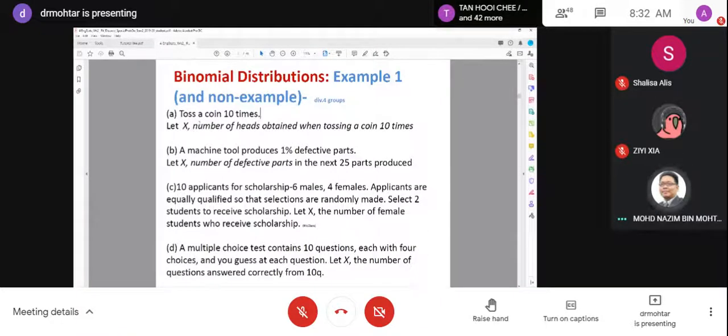So in this case, we are looking at the number of heads obtained when we toss a coin 10 times. So the number of trials is fixed and the number of successes is the random variable. Again, the same for all these examples, right?